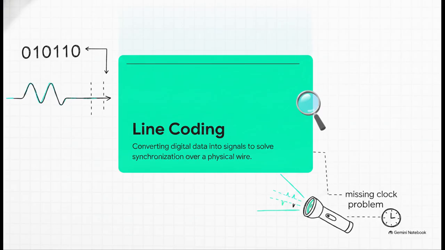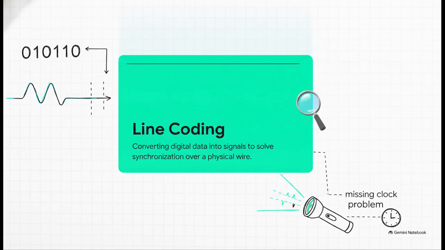So how do we fix it? Well, the brilliant solution to our missing clock problem is line coding. By definition, line coding is simply the process of converting digital data, those pure, raw binary zeros and ones sitting inside your computer's memory, into digital signals, which are the actual physical voltage fluctuations on a wire. We aren't just blasting raw voltage down a cable willy-nilly and crossing our fingers that the other side figures it out. No, we are formatting that voltage in a very specific, rhythmic way to completely solve those synchronization issues.